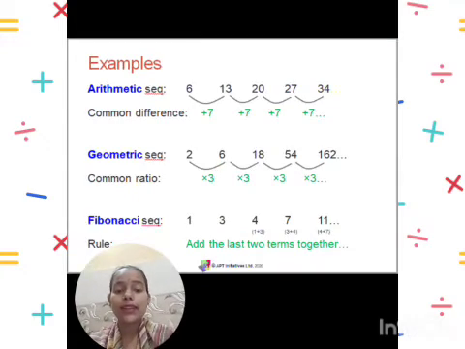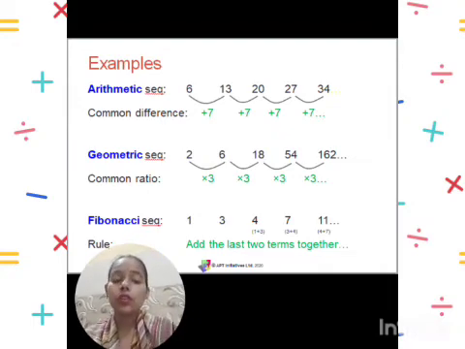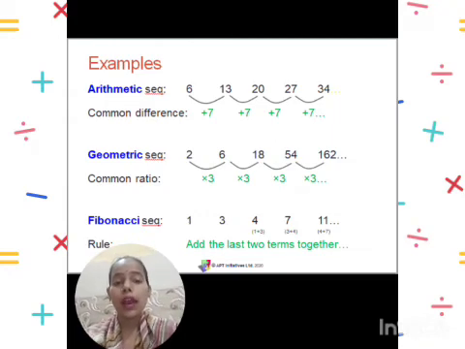So let's take some more examples of common difference. So class, here 6 13 20 27 and 34. We have checked the difference. There is a difference of 7 between every number. So to continue this series, what we do is add 7 to the next number accordingly.